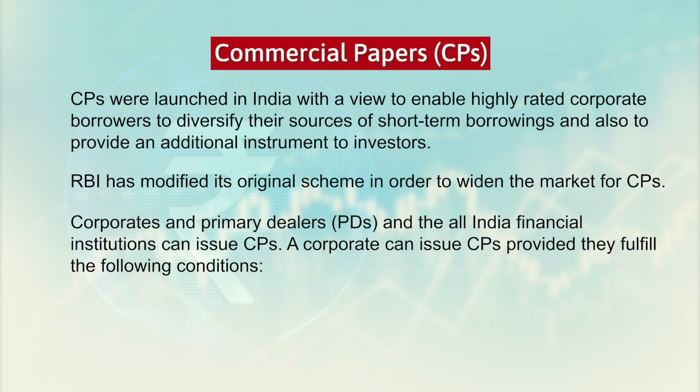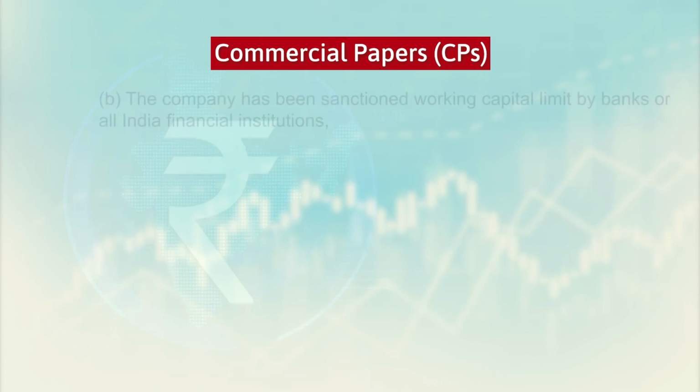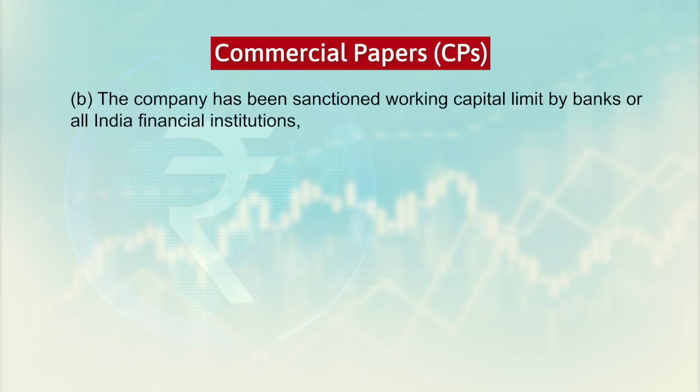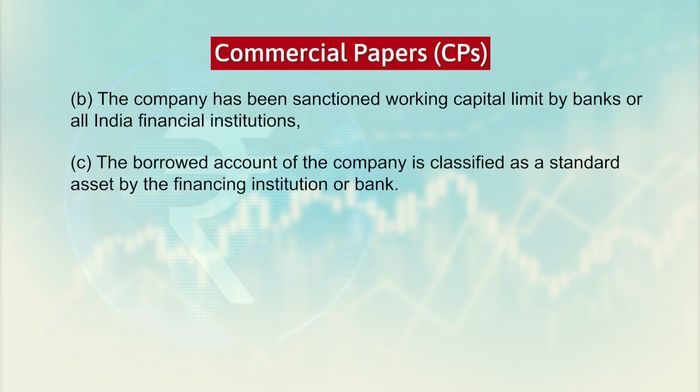A corporate can issue commercial papers provided it fulfills certain conditions. Number A, the tangible net worth of the company should not be less than 4 crores. Number B, the company should have been sanctioned a working capital limit by banks or all India financial institutions. And C, the borrowal account of the company is classified as a standard asset by the financial institution or bank.